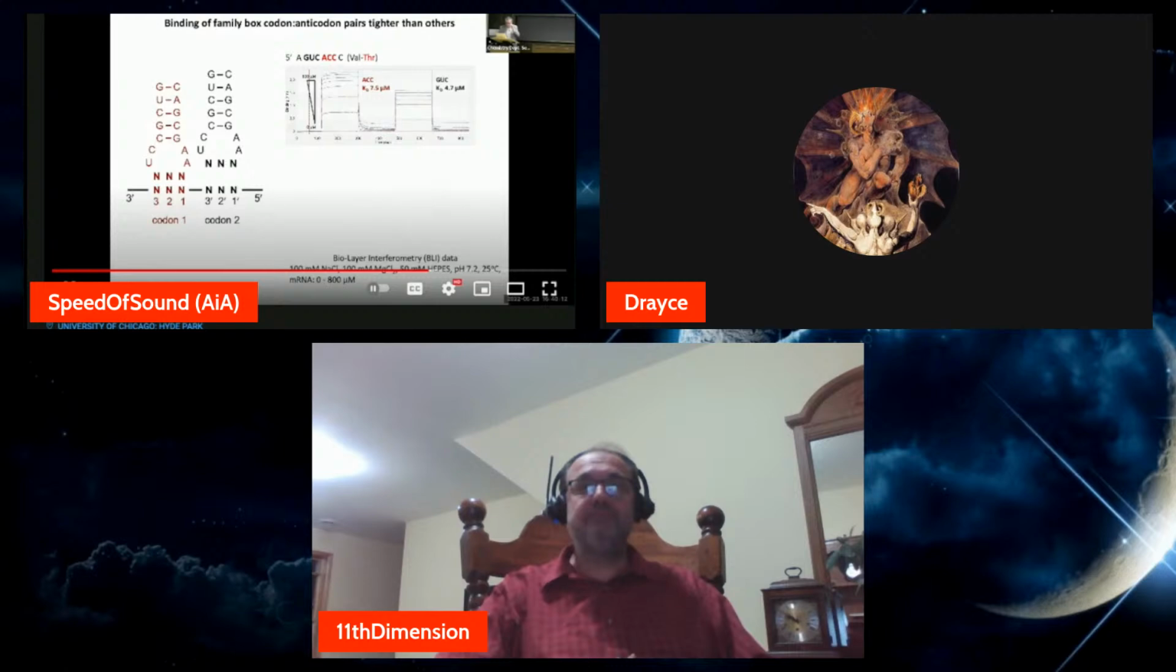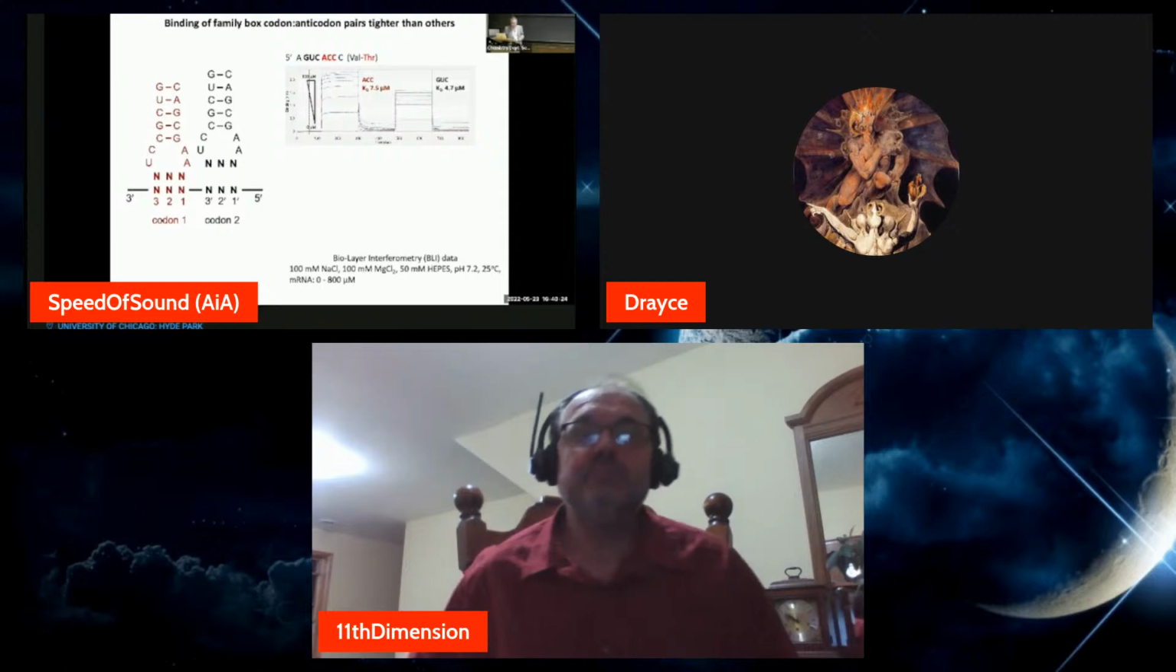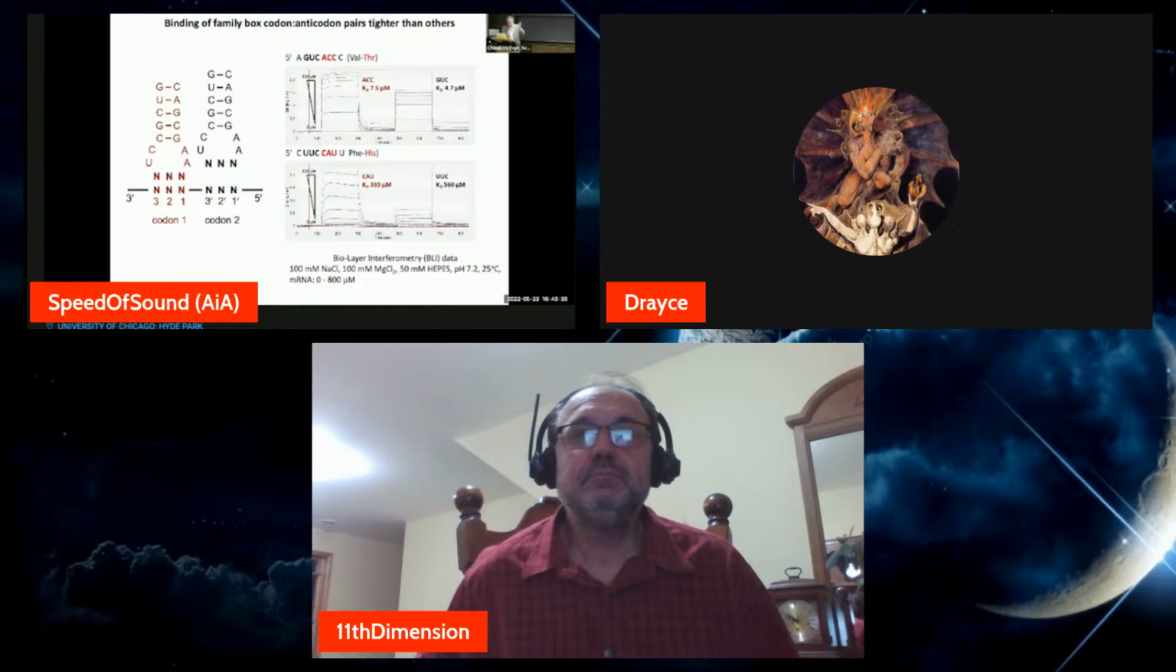The thermal titration calorimetry. We've also used biolayer interferometry, which is a very sensitive way to show the same thing. So here are two family box codons binding at low micromolar levels and the corresponding split box codons, 50 to 100 times weaker binding. Okay, so this is, we think, multiple techniques saying the same thing here.